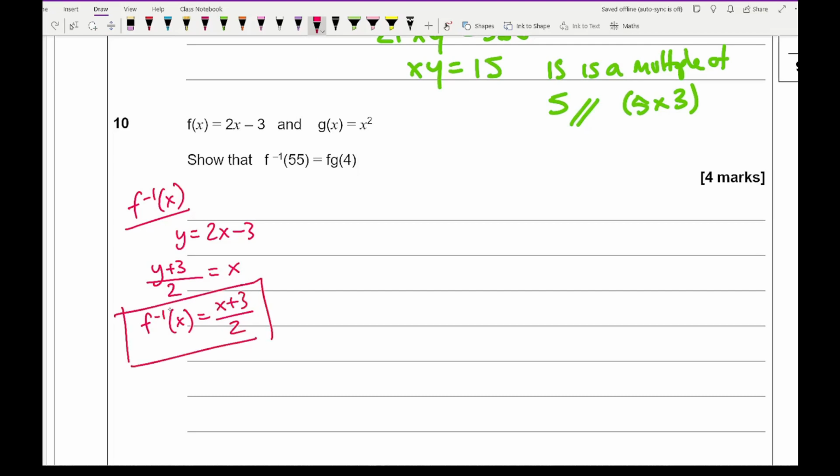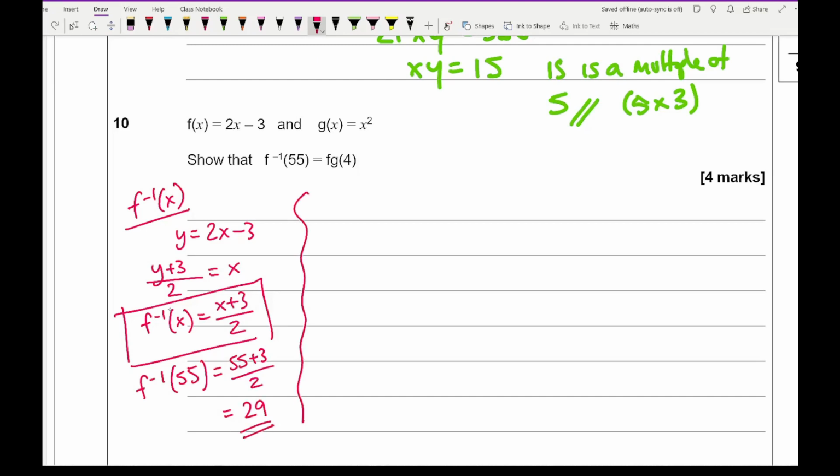Now if I then substitute 55 into that, so the inverse function of 55, let me just get rid of that and neaten it up, the inverse function of 55 equals 55 plus 3 divided by 2. That gives me an answer of 29.